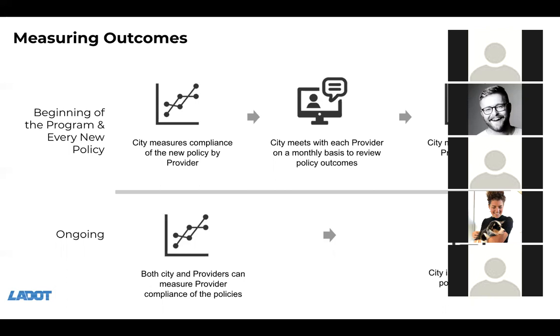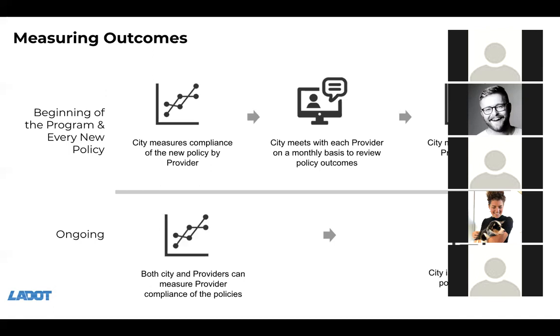Is it an issue with the rule? Is it an issue with the technology? And then you work those pieces out, you make adjustments, and then you begin monitoring that behavior and keeping them in the loop on what's going on. Once you get that down, then you can begin the ongoing process of working with the city and the providers. And again, communication is key with your providers.